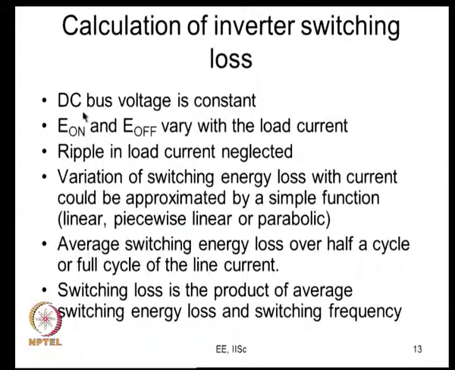Actually, the DC bus voltage will vary over a line cycle, there will be some ripple on it, there could be some 300 hertz ripple, 150 hertz ripple, whatever. But one simplifying assumption we make, which is reasonable, is that the DC bus voltage is constant, and whatever variation is there in the DC bus voltage we are ignoring.